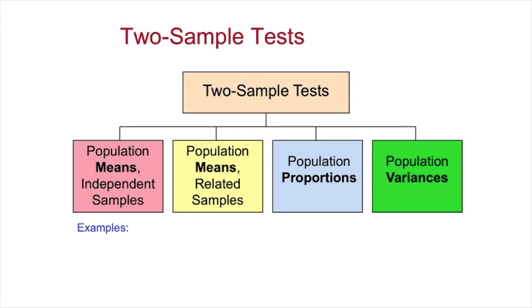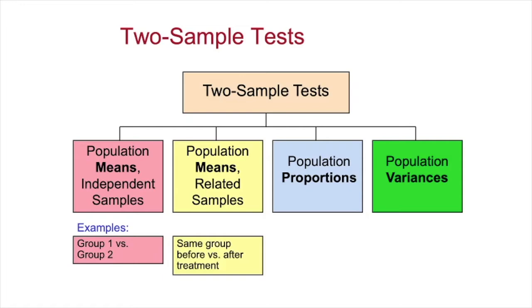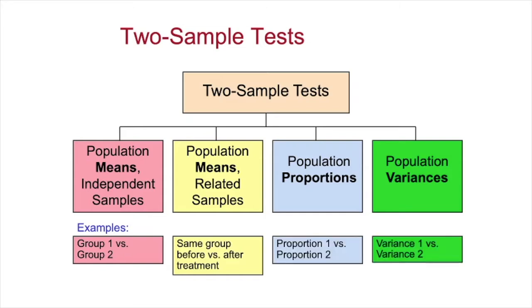Okay, so we're going to have four types of two sample tests. We're going to have population means with independent samples. We're going to have population means with related samples that get compared, or we're going to compare population proportions, or we're going to compare population variances. Okay, so the examples are pretty simple. With independent samples, we're going to be looking at group 1 versus group 2. With related samples, we're going to be looking at the same group, but before and after. With population proportions and population variances, it's just going to be group 1 versus group 2.